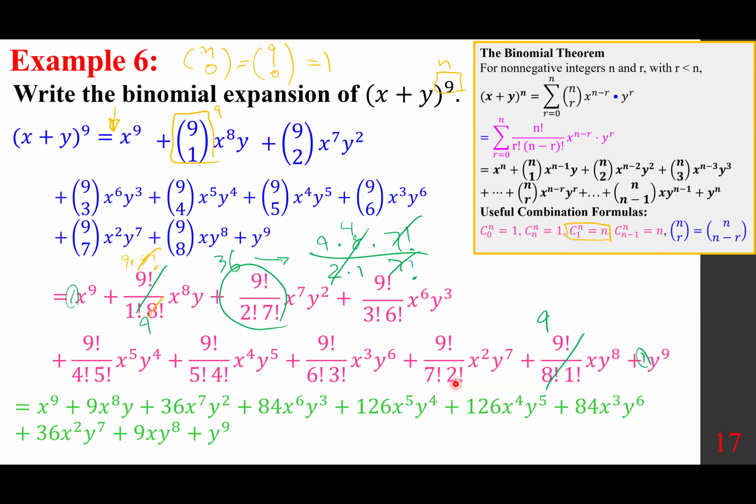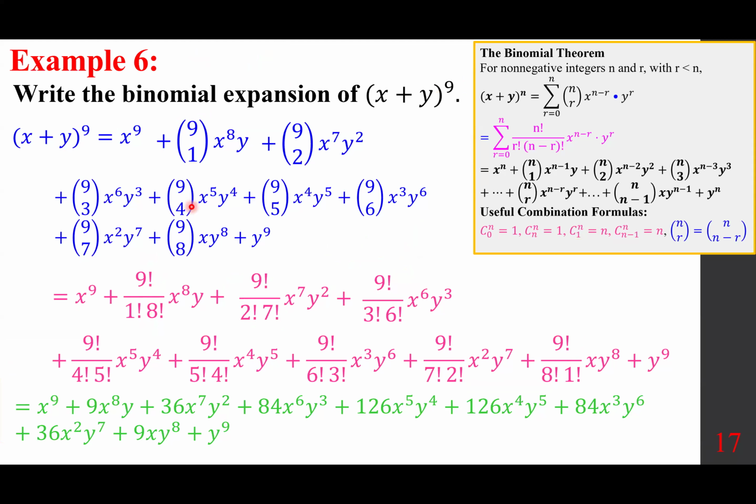So let me erase the work and show you a couple of things. This one is the same as this one. 9 choose 4 and 9 choose 5 are the same. 9 choose 3 and 9 choose 6 are the same. And so forth.